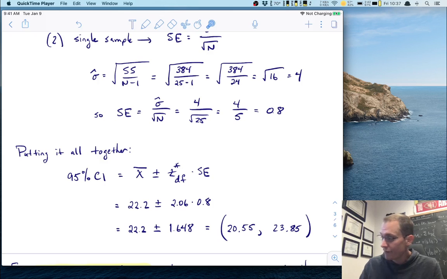So our 95% confidence interval is between 20.55 and 23.85, so we are 95% confident that mu, that population mean, lies in between these two numbers. And that's how you do a 95% confidence interval, at least for a single sample design.